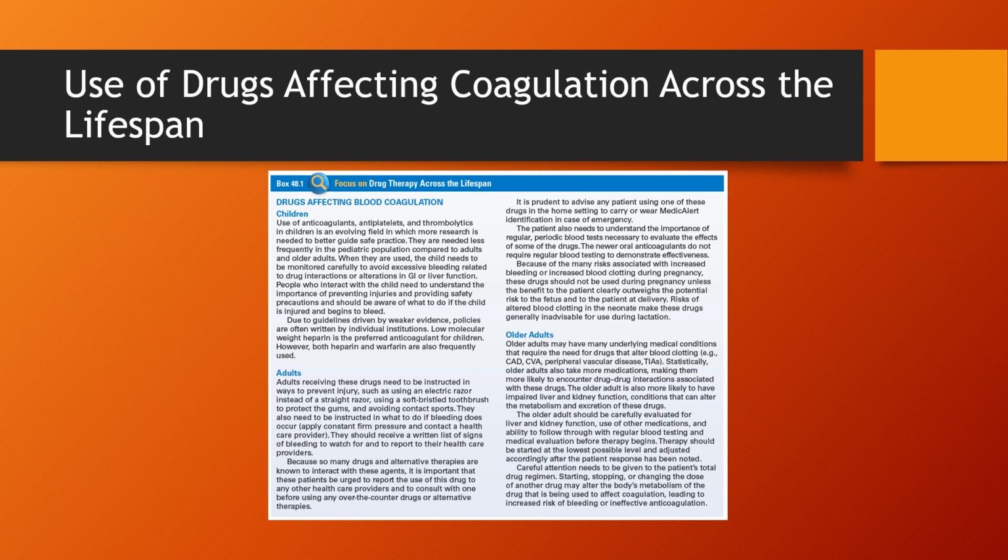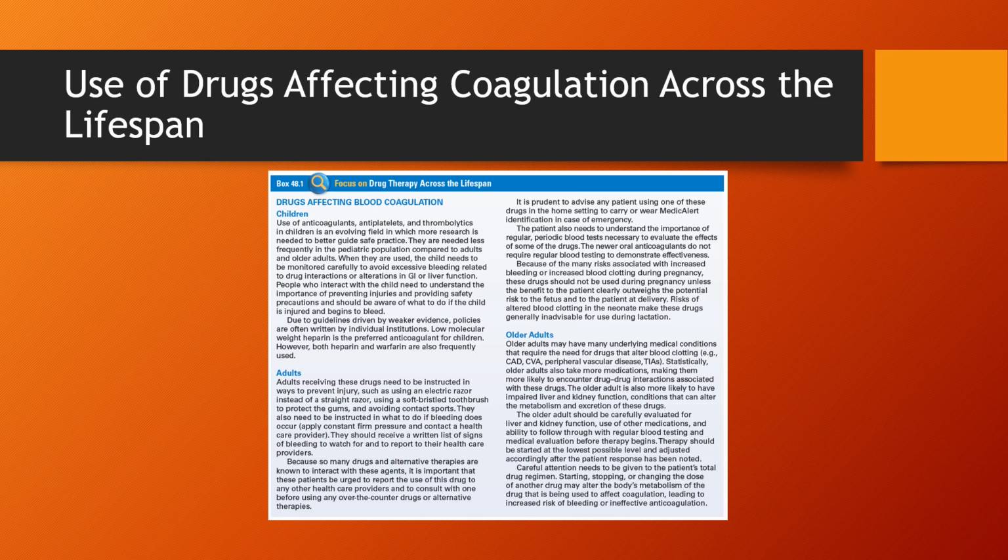Adults taking these medications should take steps to avoid injury, like using electric razors, a soft toothbrush, and avoiding contact sports. If they start bleeding, they should apply firm pressure and contact their healthcare provider. They need to know the signs and symptoms of bleeding and report them. Since many medications and supplements can interact with these drugs, patients should inform healthcare providers and check all medications before combining. Wearing a medic alert identification is recommended for emergencies.